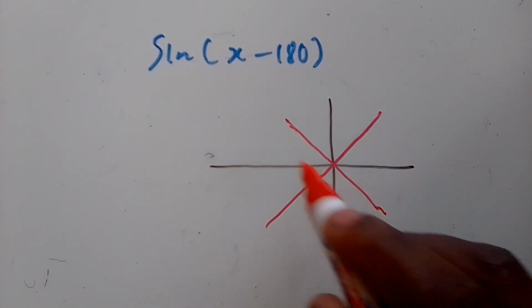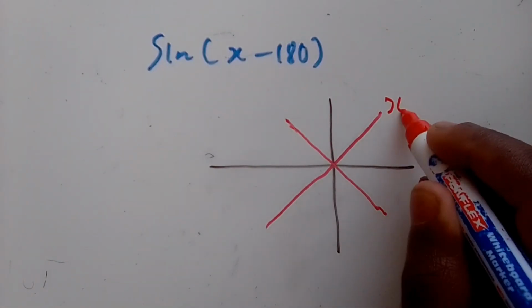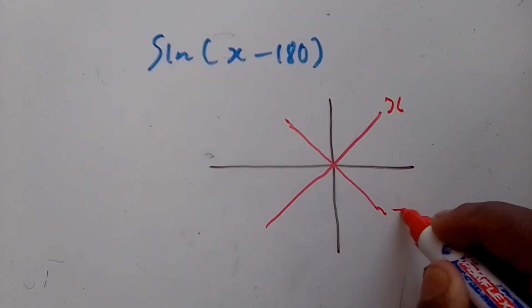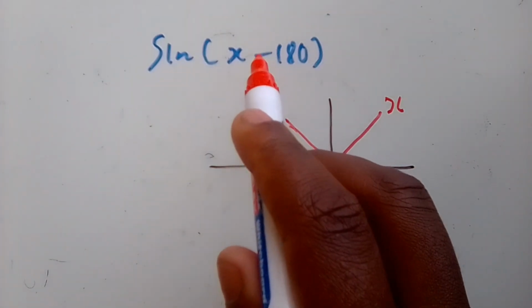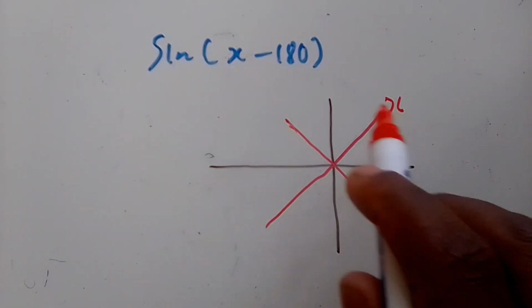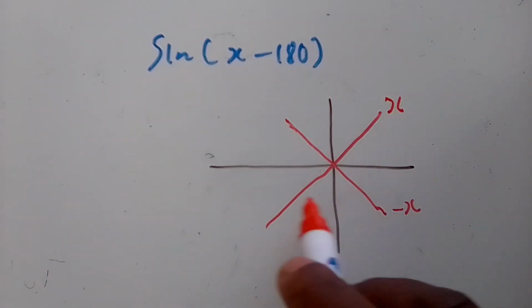So what is this for? If they say x, then you start here. But if they say minus x, then you start here. So what does this tell you? If it is plus, you are going to move anti-clockwise, right? If it is minus, you are going to move clockwise.